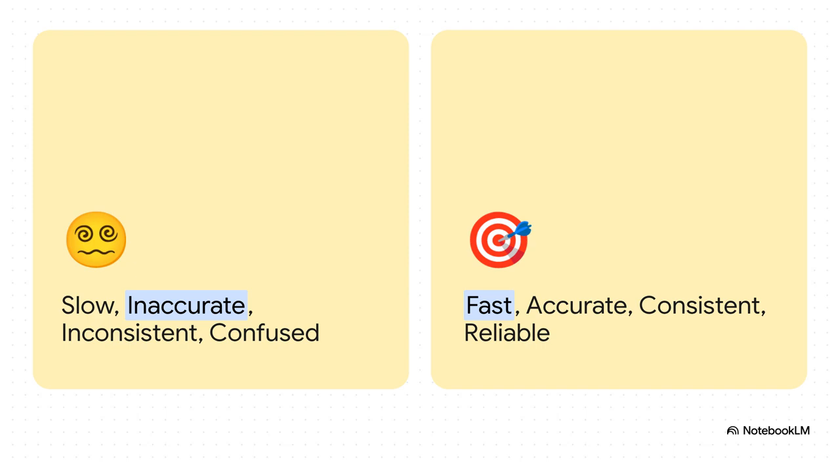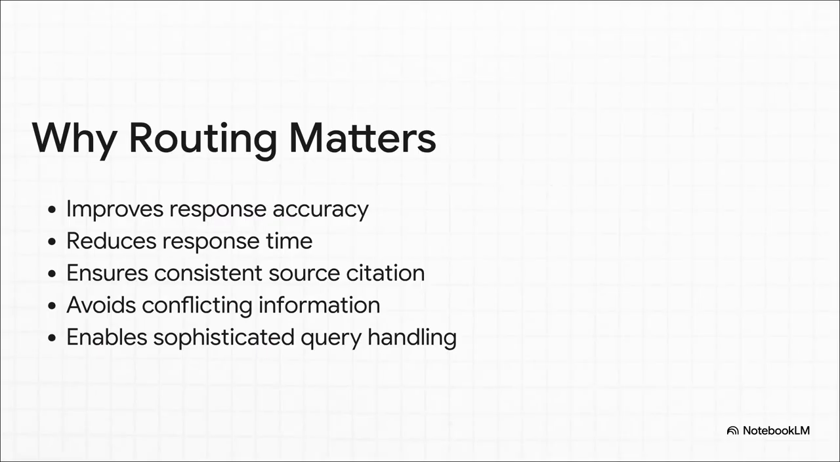Without that map, your AI is slow, it's confused, it's totally unreliable. But with routing, that very same AI becomes this high-performance tool that's fast, accurate, consistent, something you can actually depend on. And just like that, routing fixes all of those problems we started with. By telling the AI exactly where to look for answers, you get way more accurate responses and you get them faster. This totally gets rid of those wrong source citations and conflicting info, and it gears up your agent to handle much more sophisticated questions.